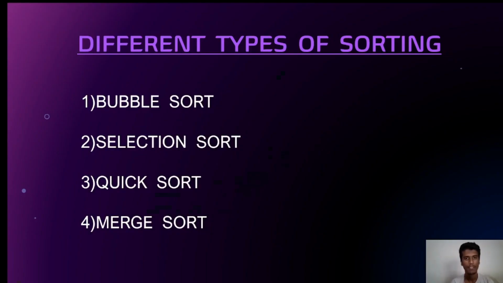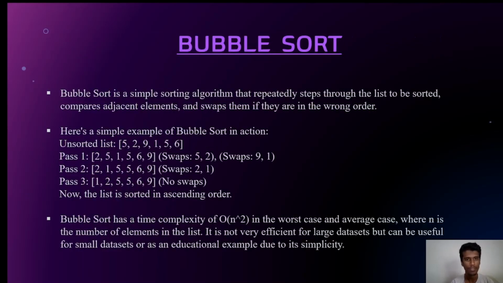Next, the different types of sorting. First is bubble sort, next selection sort, quick sort, and also merge sort. First we're going to see bubble sort. Bubble sort is a simple sorting algorithm that repeatedly steps through the list to be sorted, compares adjacent elements and swaps them if they are in the wrong order.